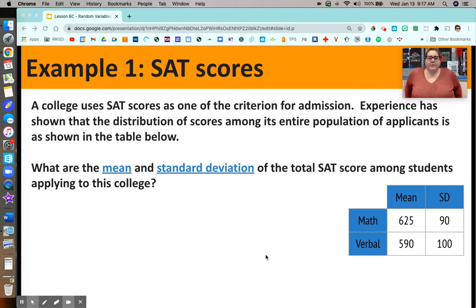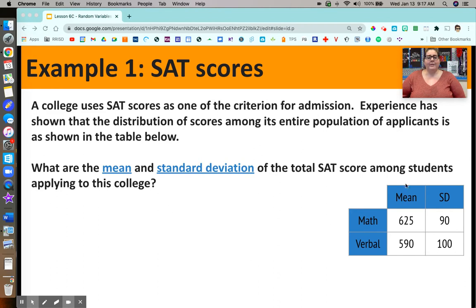So our first example is about SAT scores. A college uses SAT scores as one of the criteria for admission, obviously. Experience has shown that the distribution of scores among its entire population of applicants is shown in this lovely table. So we have the math score mean and standard deviation, and the verbal or reading score mean and standard deviation. Our first question is, what are the mean and standard deviation of the total SAT score? So the combined SAT score among students applying to this college.